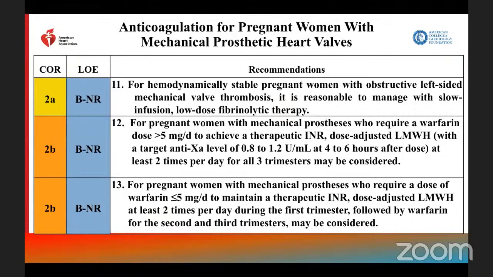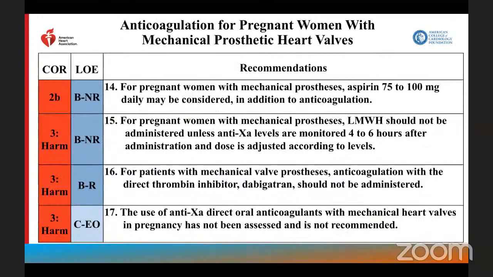And for pregnant women with a mechanical prosthesis who require a warfarin dose of more than 5 a day to achieve a therapeutic INR, dose-adjusted low molecular weight heparin at least 2 times per day for all 3 trimesters may be considered as a class 2B. And for pregnant women with a mechanical prosthesis who require a dose of warfarin equal to or less than 5 milligrams per day to maintain a therapeutic INR, dose-adjusted low molecular weight heparin at least 2 times a day during the first trimester, followed by warfarin for the second and third trimesters, may be considered as a class 2B.